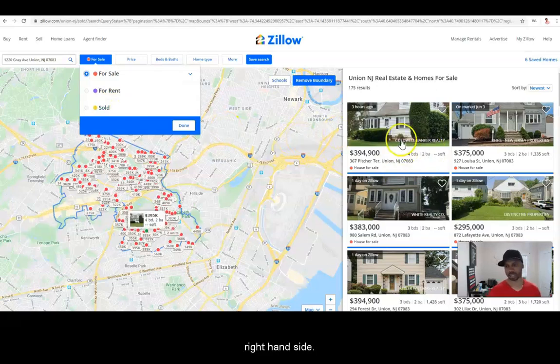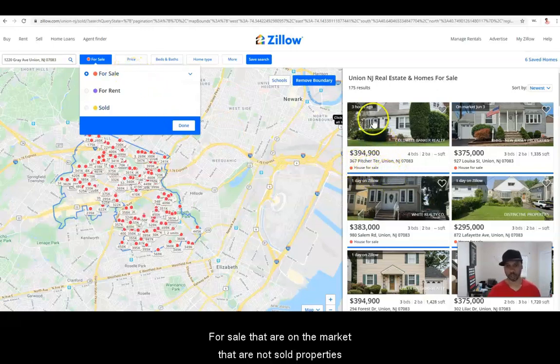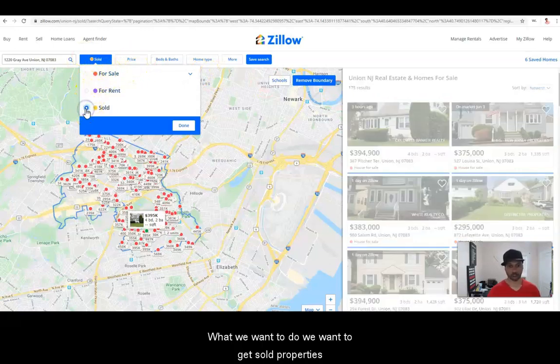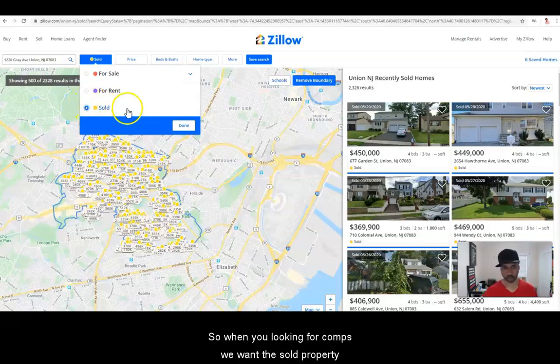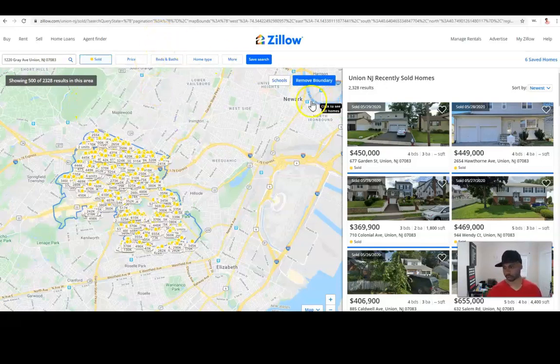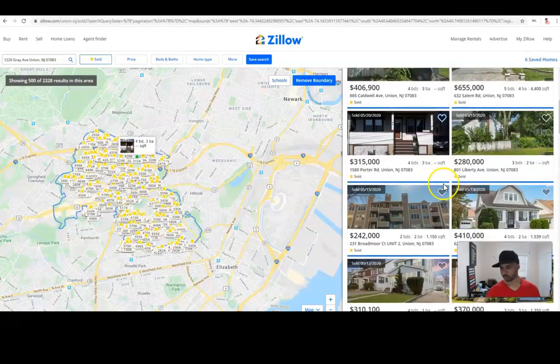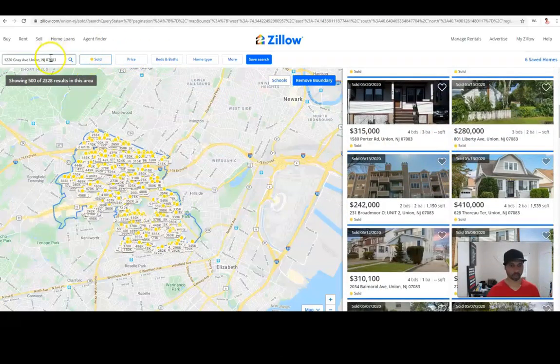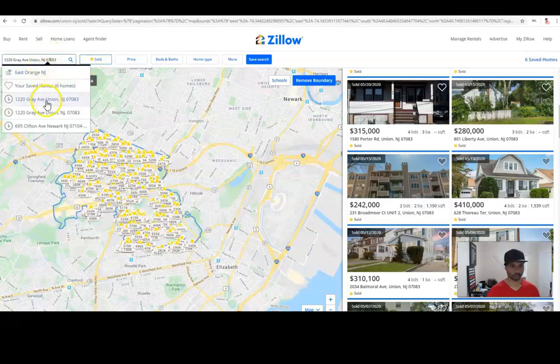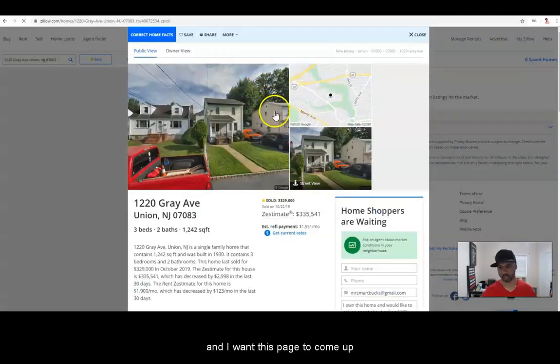And if you look on the right hand side, these are all for sale. They're on the market. They're not sold properties. So what we want to do is get sold properties. When you're looking for comps, you want the sold properties. So we have the sold properties here, but I don't want to go looking through here. So what I do is I search the property and I want this page to come up.